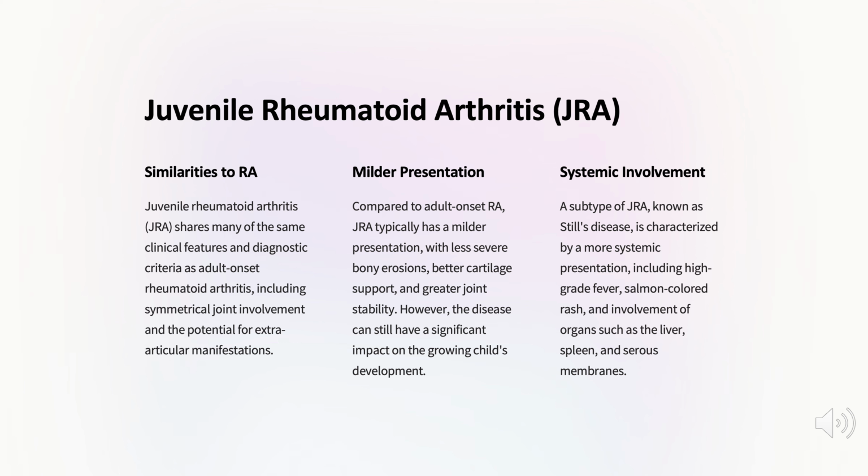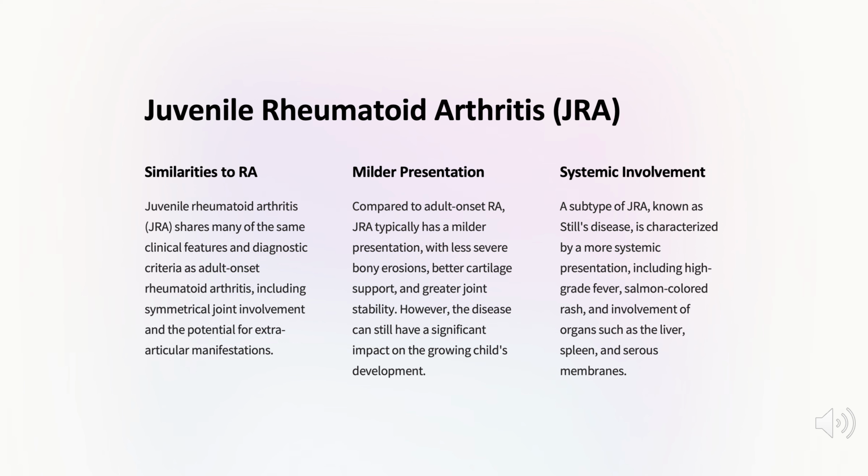Milder presentation. However, compared to adult-onset RA, JRA typically presents milder symptoms. There are fewer severe bony erosions, better cartilage support, and greater joint stability in juvenile cases. Despite this, it's important to recognize that JRA can still significantly impact a child's development and quality of life.